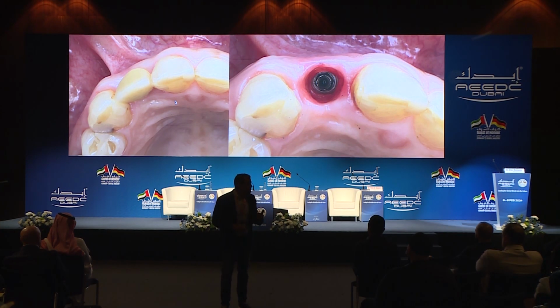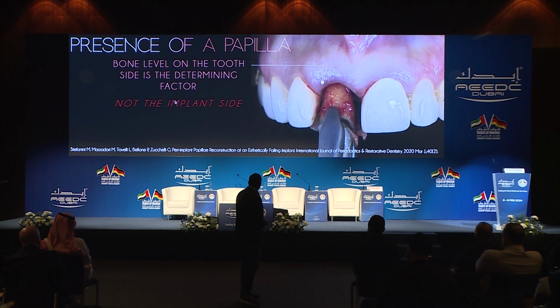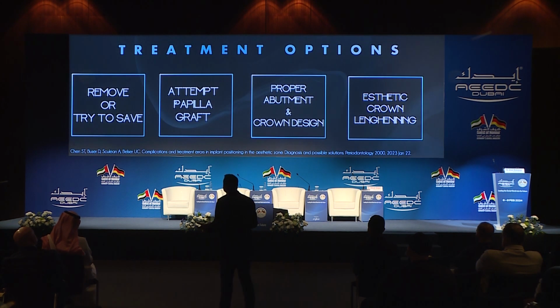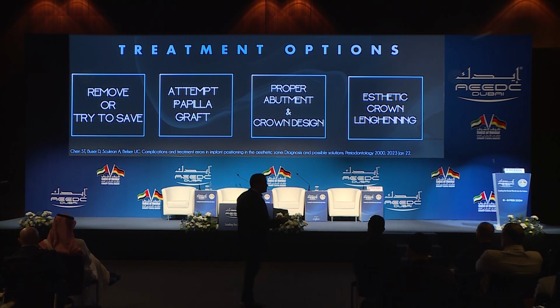Anyway, once you remove the crown, you can see this implant is placed not just too deep, but too buccal as well. And the tissue is becoming thin, of course. What dictates whether the papilla is going to be present or not is not the bone on the implant, it's the bone on the adjacent tooth. So in this case, we knew that we had either to remove the implant or to attempt a graft, choose the right abutment with the right crown, and do aesthetic crown lengthening on the other side. So this was my treatment plan.